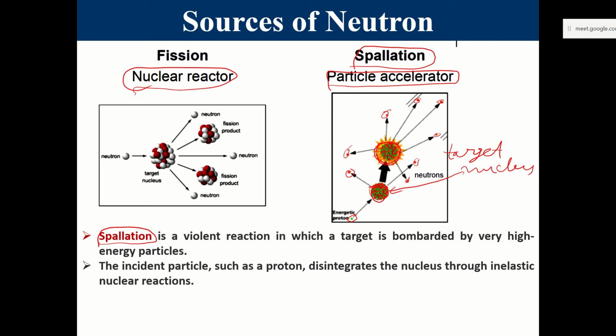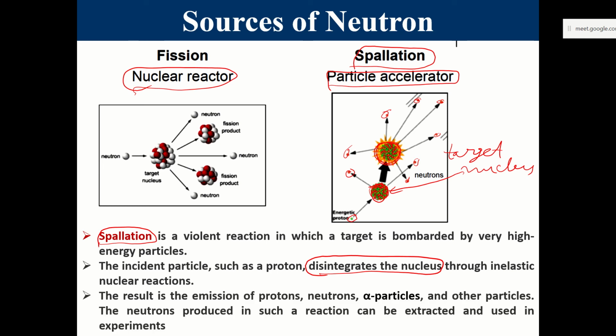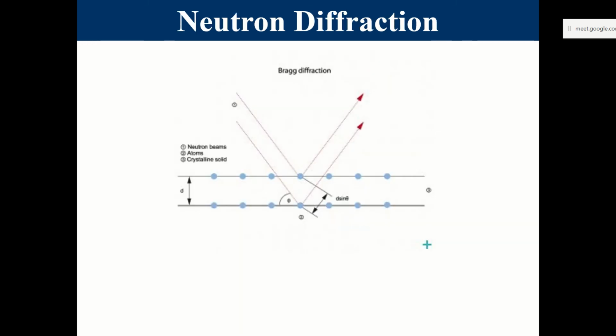By disintegration of the target nucleus, you are generating a nuclear reaction and producing neutrons, which can be used for investigating the crystal structure of anything. Protons, neutrons and alpha particles are all generated, but you can collect the neutrons and make them pass through the crystal. Again, you need to satisfy Bragg's condition for diffraction to occur.